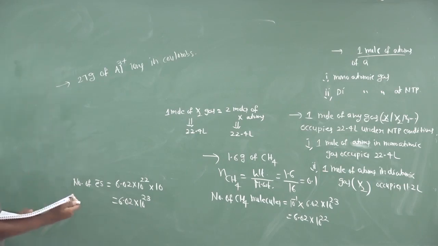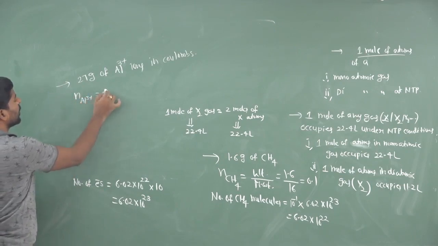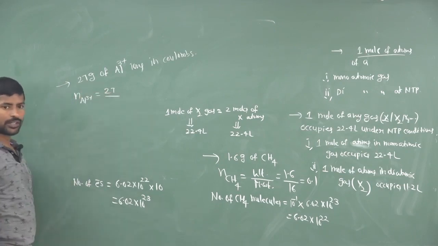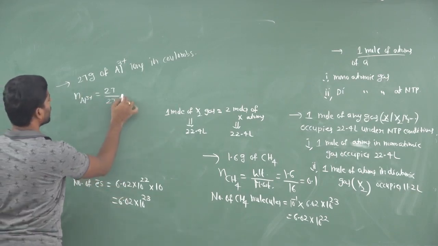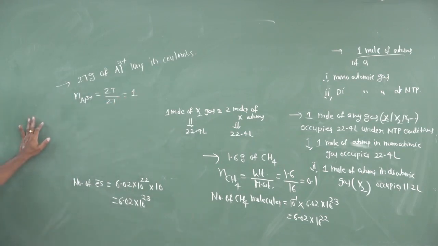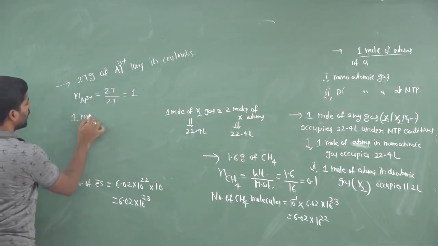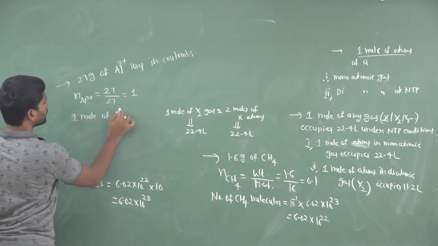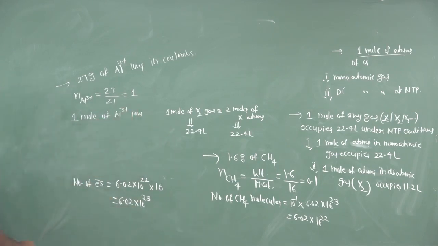Okay. First, how many moles of aluminum do we get? 27 by, what is the gram atomic weight of aluminum? 27. Okay. 27 grams of aluminum means 1 mole of aluminum. So that means how many moles of Al3+ ions do we have? 1 mole of Al3+ ions we have.